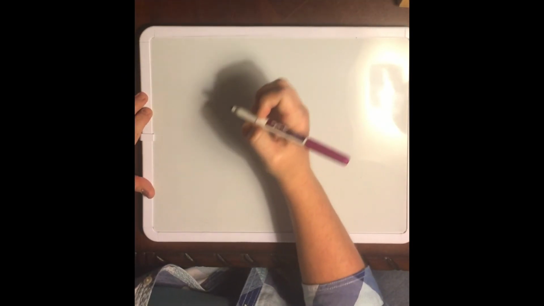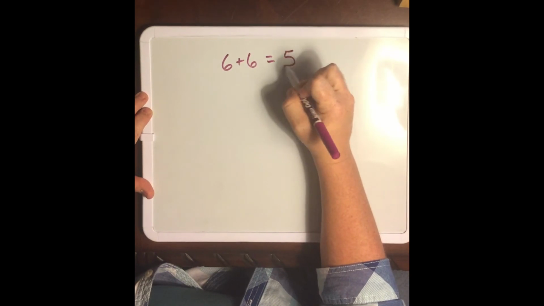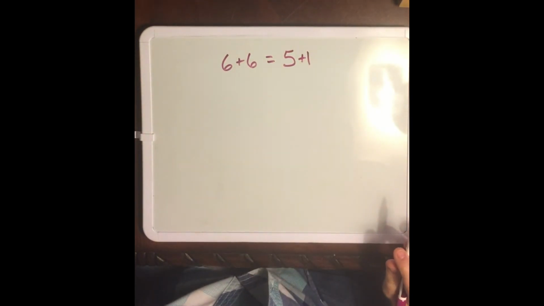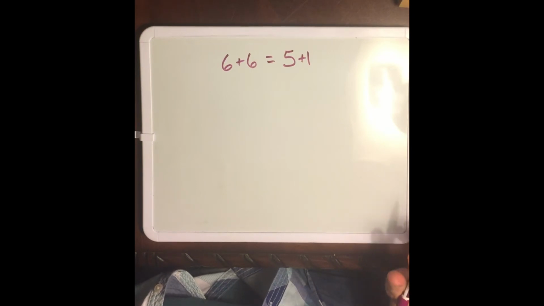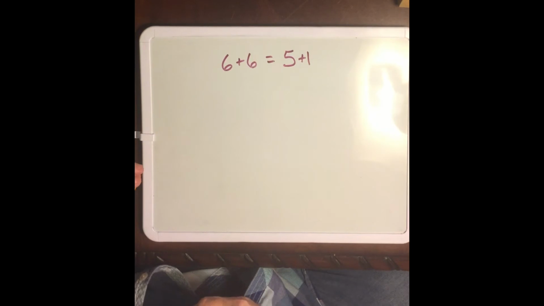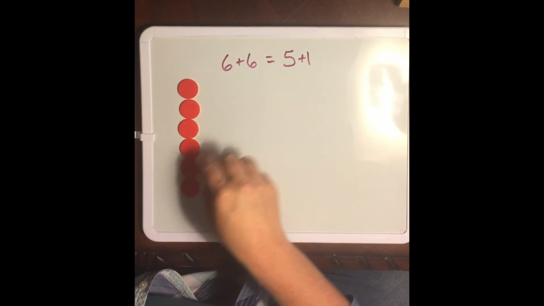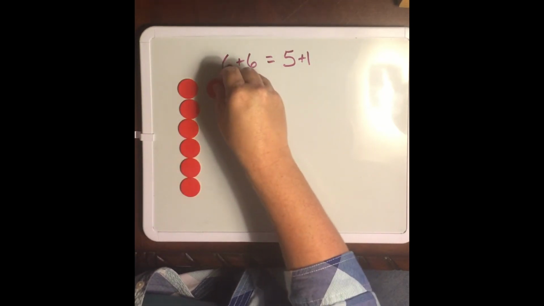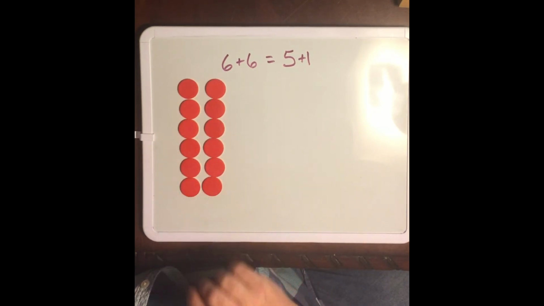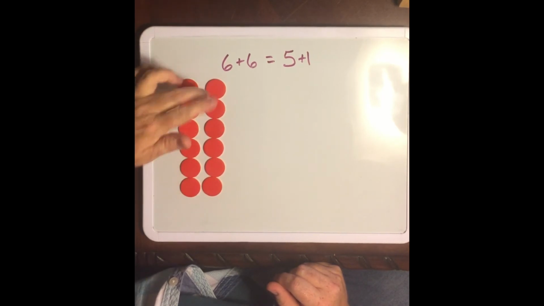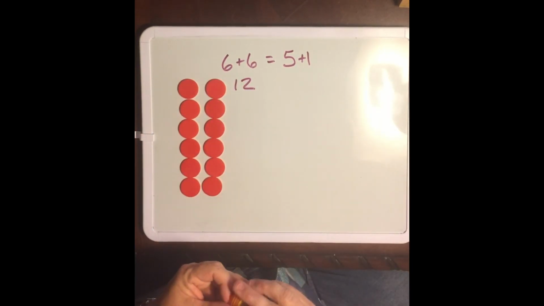Okay, the next one we're going to try is 6 plus 6 is equal to or the same as 5 plus 1. Now, we need to first figure out what 6 plus 6 is and what 5 plus 1 is before we can determine if the equation is true or not. I'm going to start by placing 6 counters on the left-hand side. 1, 2, 3, 4, 5, 6. Okay, and then we add 6 more. 1, 2, 3, 4, 5, 6. So if I count all these up, we have 6, 7, 8, 9, 10, 11, 12. This equals 12.